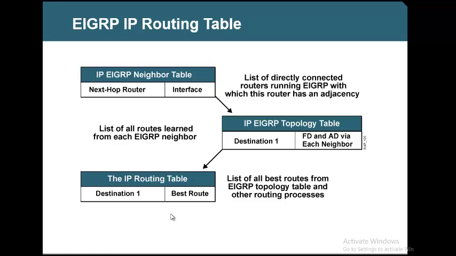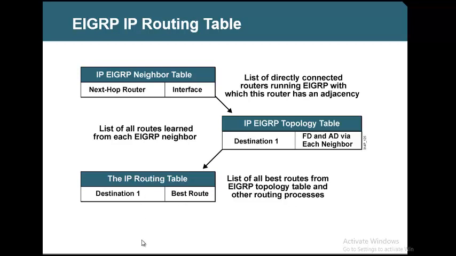What will the routing table have? The routing table will have the best routes alone for every destination. Yeah, only the best route. Whereas the topology table, which we are going to see now, will have both the best route as well as the alternate routes. That's why here it says: lists of all routes learned from EIGRP neighbor. All routes, not only the best routes.